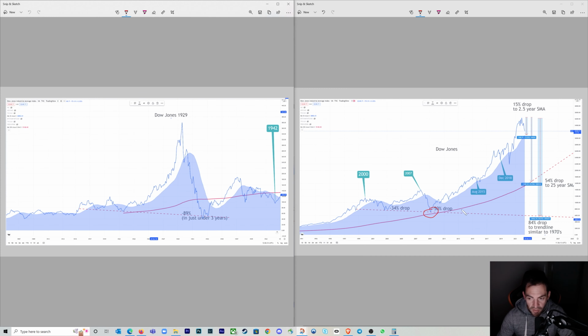So going back to the modern day, it is very possible that we do interact with this 25-year moving average. So one scenario is that we do come down to it like that before bouncing off, and that would potentially give us this head and shoulders pattern as well. It's a little bit on an angle. So those are the three scenarios. We either have a 15% drop to the 2.5-year moving average, we have a 54% drop to the 25-year moving average, or we follow the same pattern as we did in 1929 and we have an 84% drop to this trend line. So those are three possible scenarios, and we don't really know how it will play out.